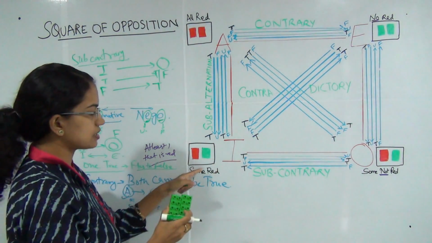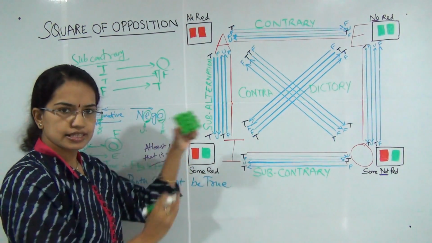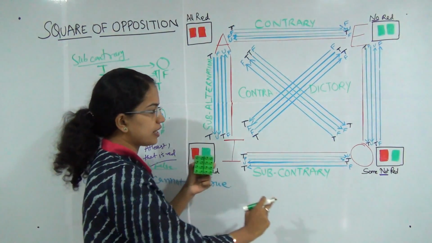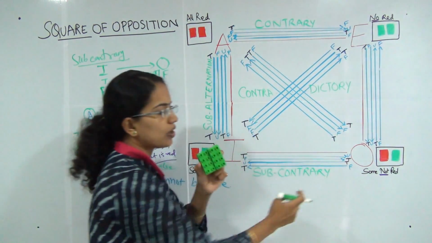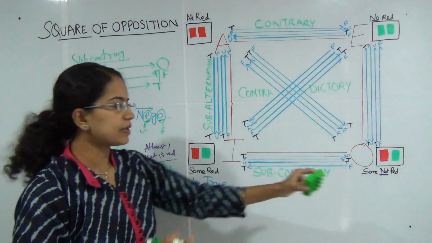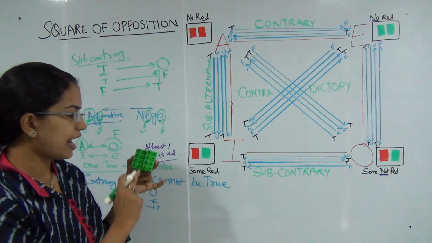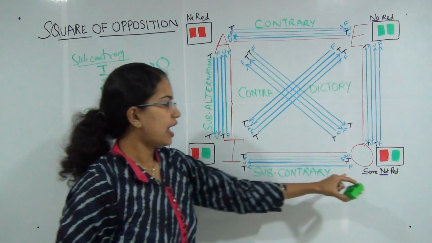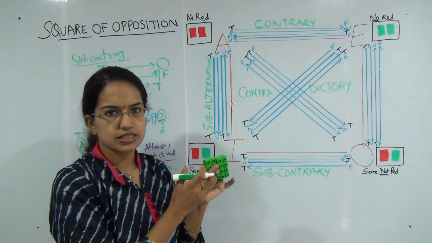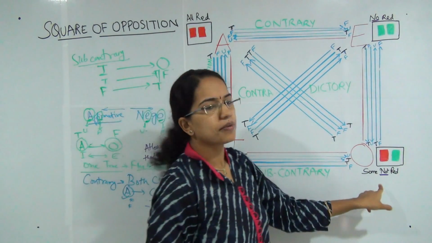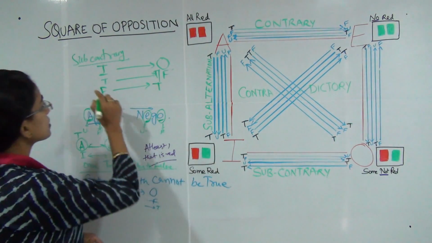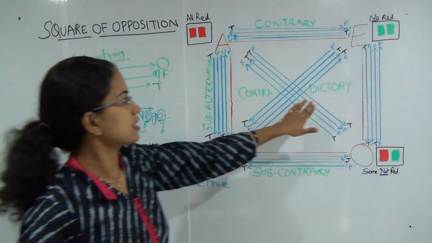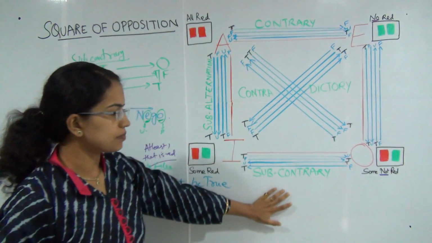Because if I am saying some blocks are not red, I am taking this as an example where there are two green blocks. Then the statement some blocks are not red automatically becomes true, because here I have at least one block that is green, and some blocks are not red. So if this is false, this automatically becomes true in nature. So this is the subcontrary approach. We have talked about the contradictory approach, contrary approach and subcontrary approach.